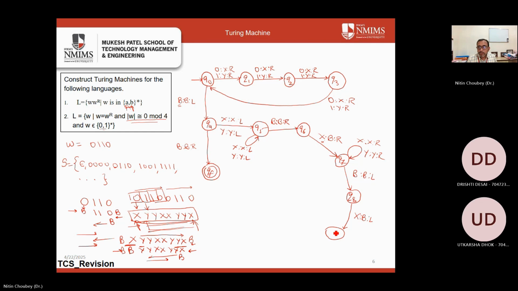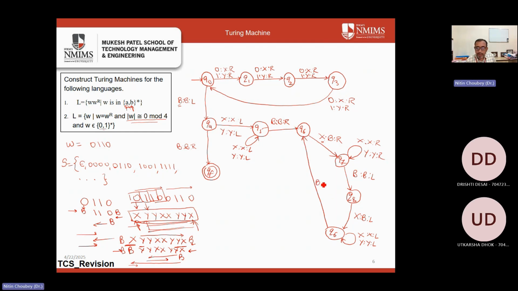Okay, Q9. In Q9, from this place, go back till the blank on the left hand side, turn the direction and repeat the task which you started in Q6. Okay, so X, X, left, Y, Y, left. On the receipt of blank on the left hand side, proceed to this.